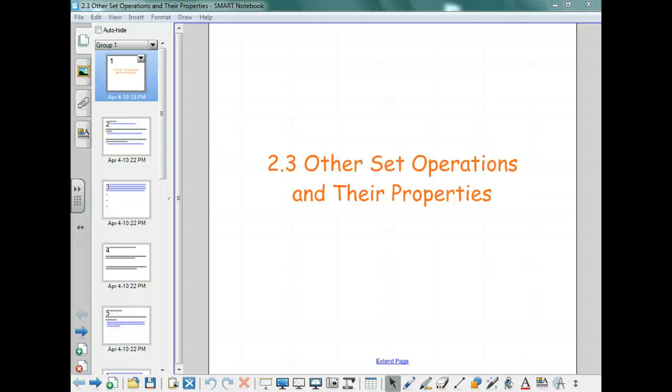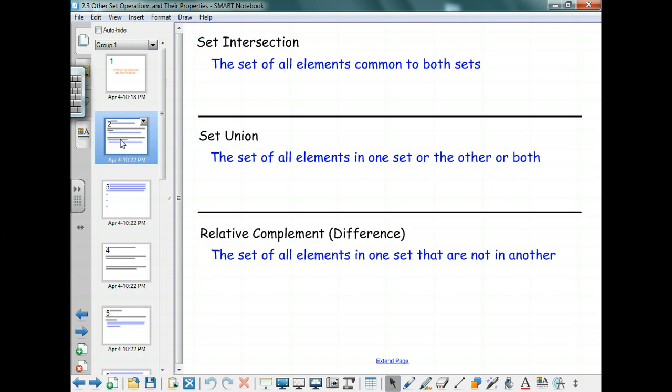Today we're going to take a look at section 2.3, and we're going to talk about some set operations and properties for sets. So the first set operation I want to talk about is an intersection. A set intersection is a set that contains all elements that are in both of the desired sets.